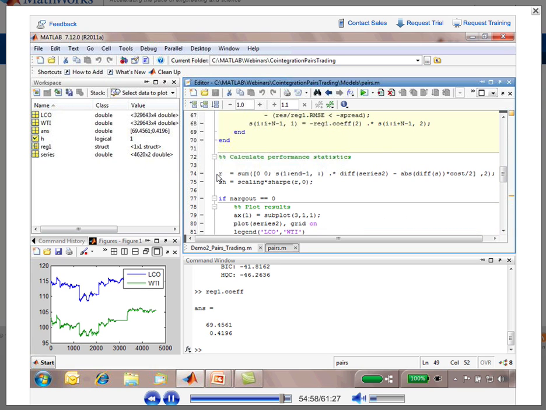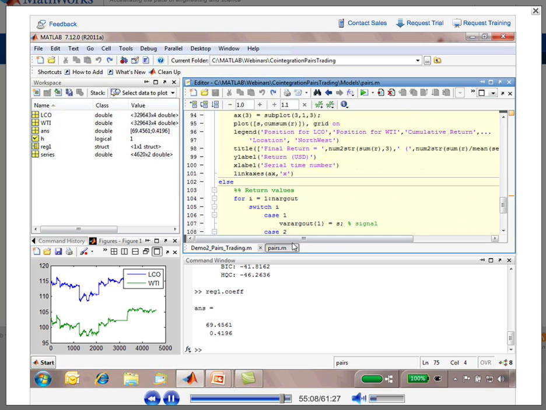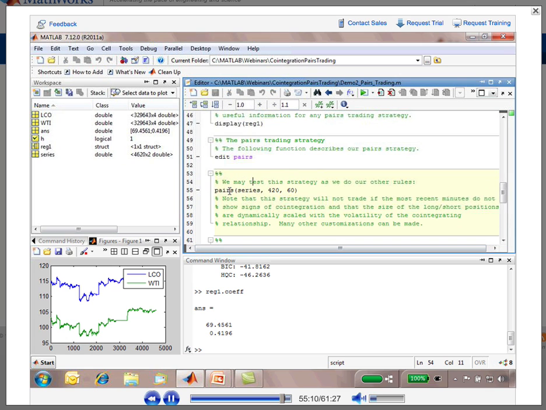Then we calculate the return and the Sharpe ratio, as a measure of the performance. We're going to look to maximize the Sharpe ratio a little bit later. This also will plot the results. So let's go ahead and run an example using a window of 420 and 60 minutes as the maximum size to test.